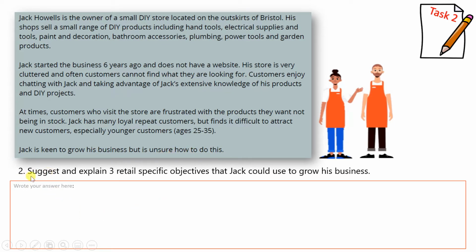Your task is to suggest and explain 3 retail-specific objectives that Jack could use to grow his business. So flick back to the last slide, look at the 3 that are most relevant to Jack, and you can use them in the box here, but you need to explain why they are relevant to Jack. So you're going to have to use the case study information.